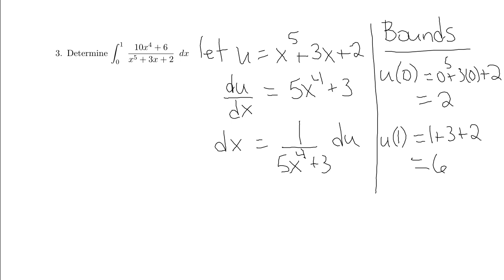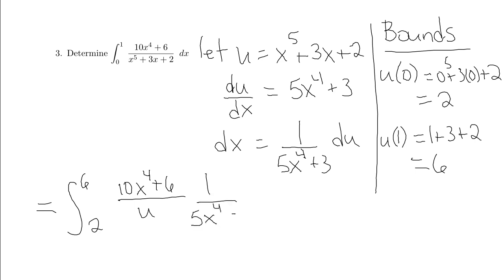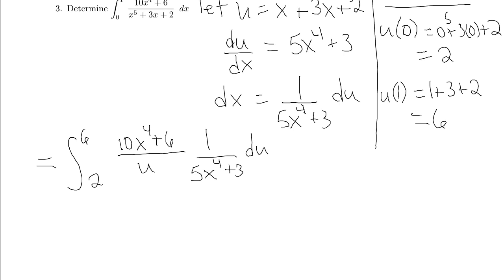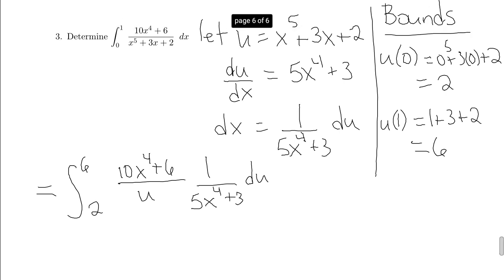And so we end up with, I'm just going to write it down here since we have lots of space, the integral from 2 to 6 of 10x to the 4 plus 6 over u times 1 over 5x to the 4 plus 3 du. And okay, one thing I just want to say before we continue with this example is you need to be careful when you're changing the bounds.